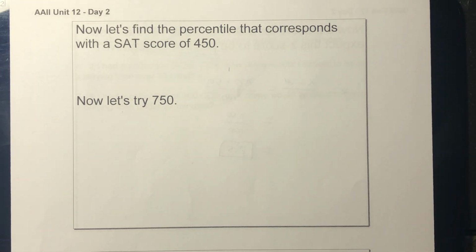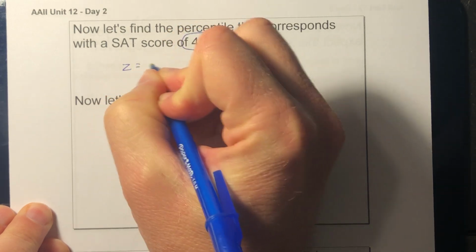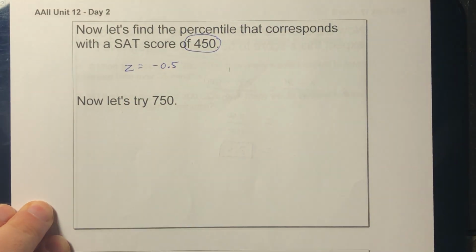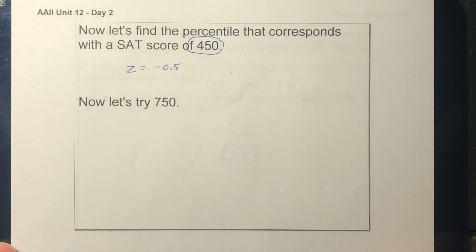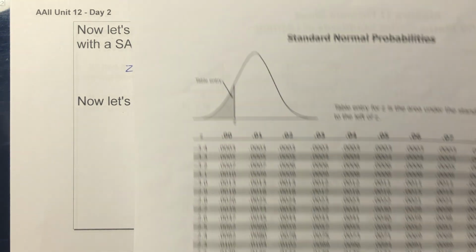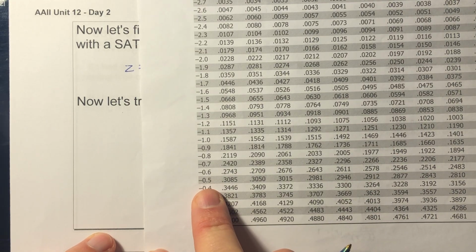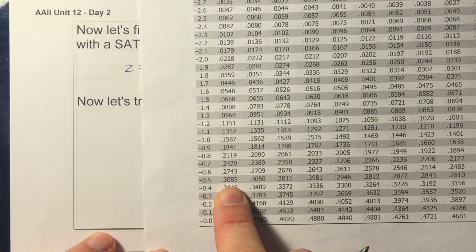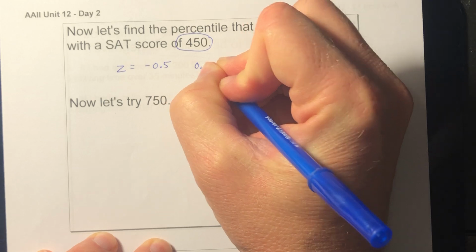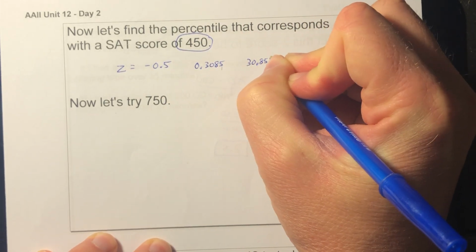Okay, so we got the SAT score of 450. We already figured that out earlier to have a z-score of negative 0.5. Now, we want the percentile associated with that. So from our z-table, negative 0.5, you're going to get 0.3085. Okay? 0.3085. So that's going to be 30.85%.